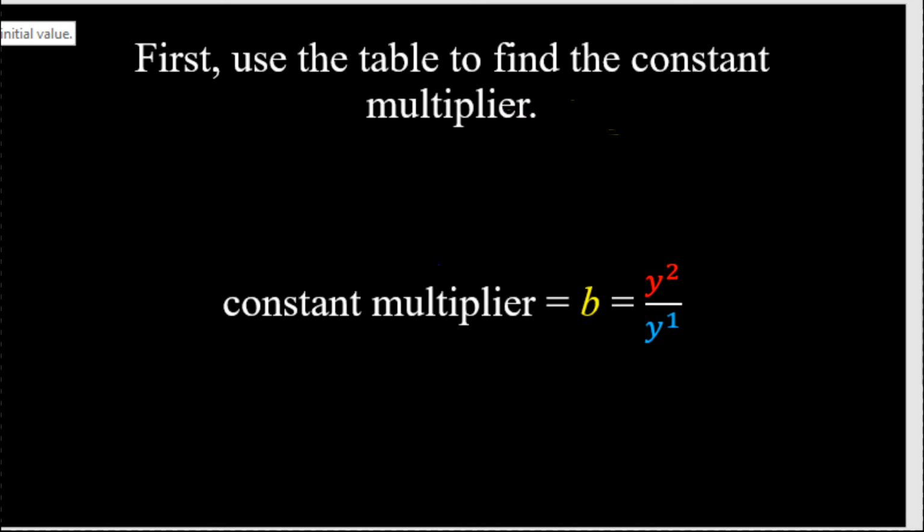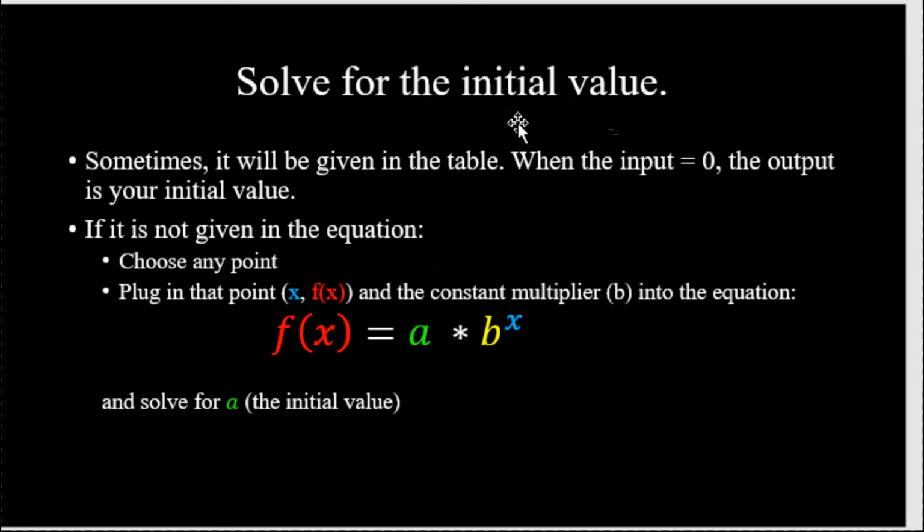And if indeed you do, then you need to solve for the initial value. And how do you do that, right? Sometimes it will be given to you in the table. If they give you the input 0, that's the first input, that is your starting value. The output would be your initial value. If not, well, that's okay. There's a pretty quick and simple way to figure out what the initial value is.